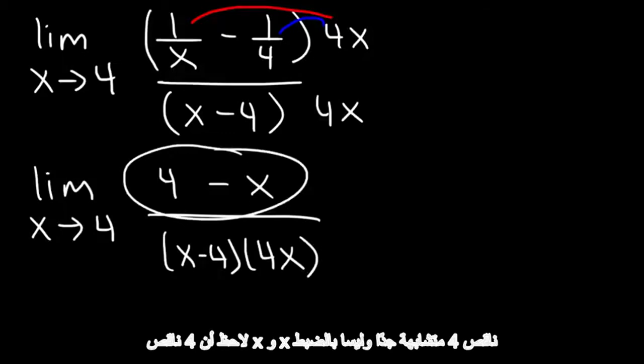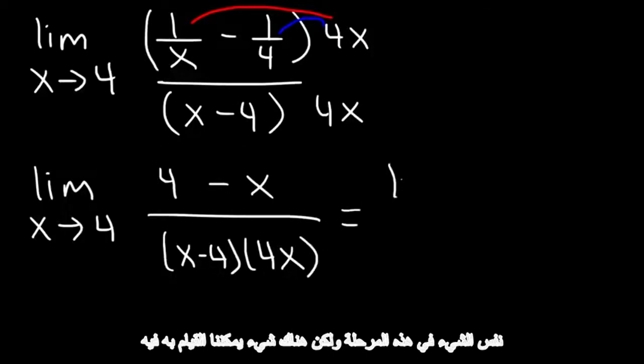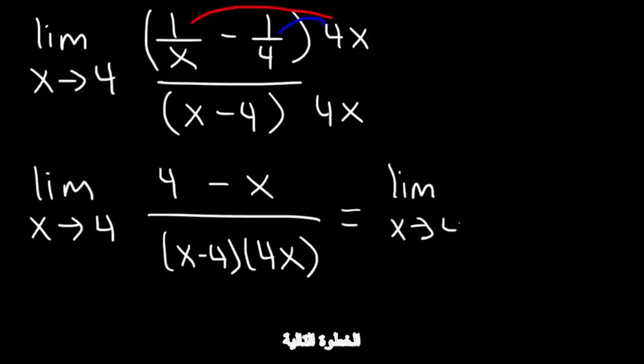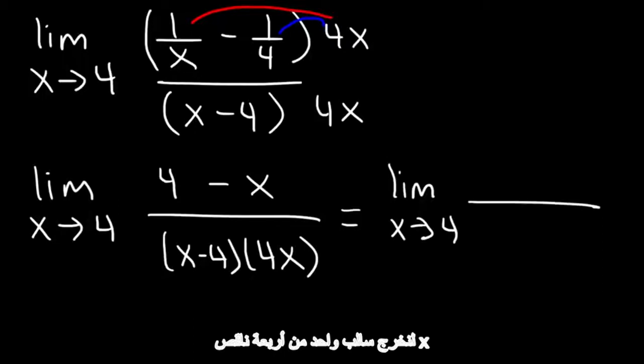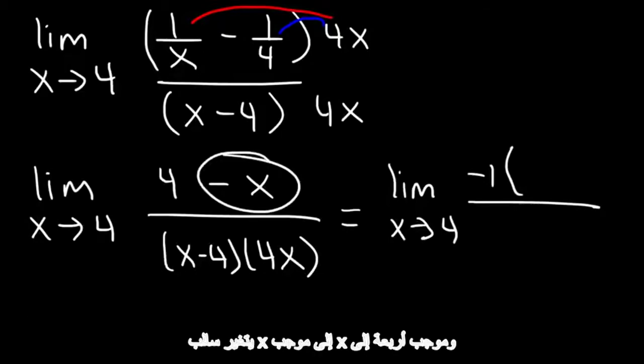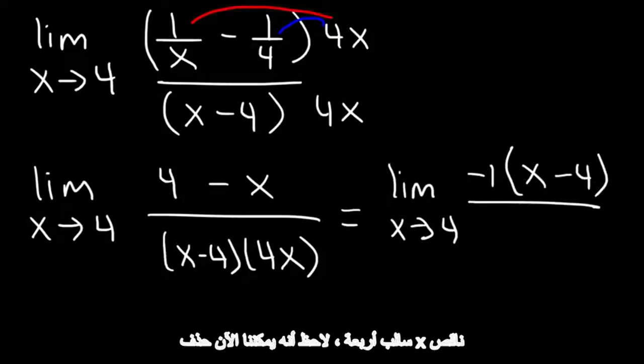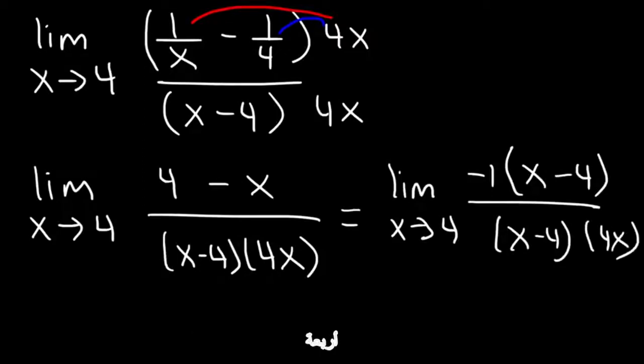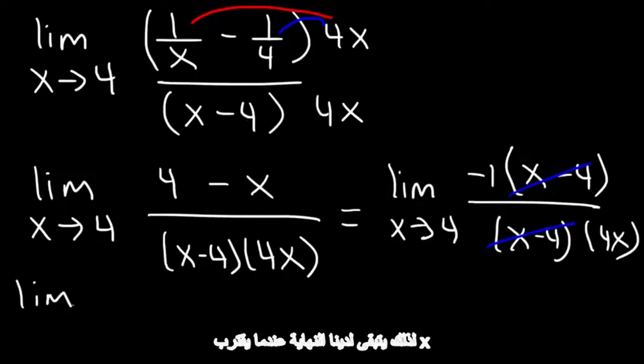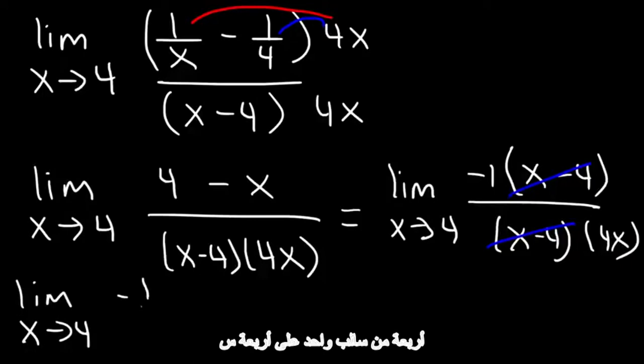Notice that 4 minus x and x minus 4 are very similar. They're not exactly the same at this point, but there's something that we can do in the next step. Let's take out a negative 1 from 4 minus x. If we factor out a negative 1, negative x changes to positive x, and positive 4 will change to negative 4. So notice that now we can cancel x minus 4. So we're left with the limit as x approaches 4 of negative 1 divided by 4x.